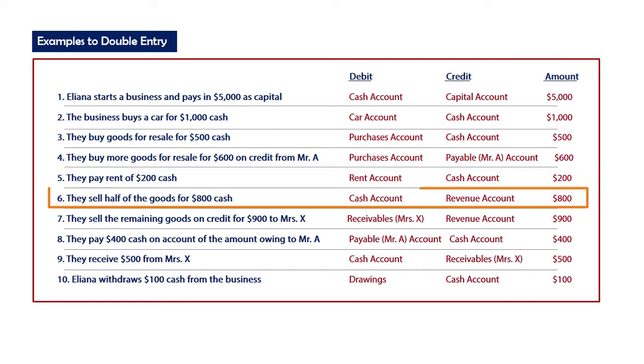Let's look at the sixth example. They sell half of the goods for $800 cash. So the elements or accounts in this transaction will be revenue against cash.